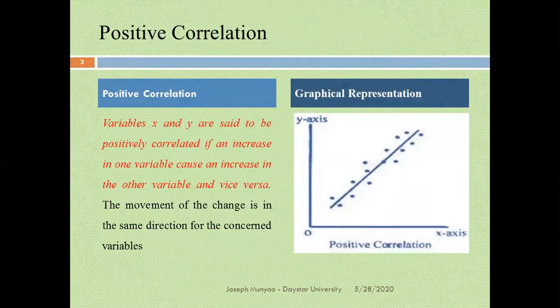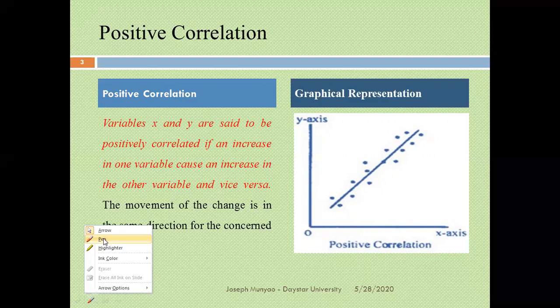The correlation between x and y can either take a positive direction or a negative direction. At what point does it take positive? You say x and y have a positive correlation if an increase in one variable causes an increase in the other variable, meaning that the movement of the variables is in one direction, as shown in the diagram. Both of them are increasing, or both of them are decreasing.